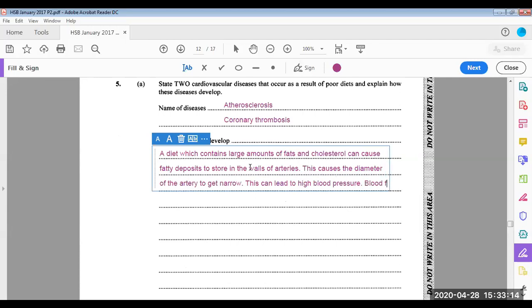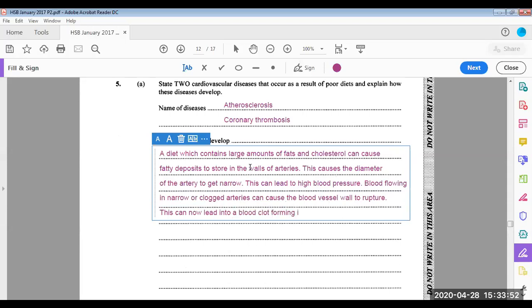Blood flowing in narrow or clogged arteries can cause the blood vessel wall to rupture. Because if blood is flowing fast, it could damage the wall. This can now lead into a blood clot forming inside the wall of the artery.